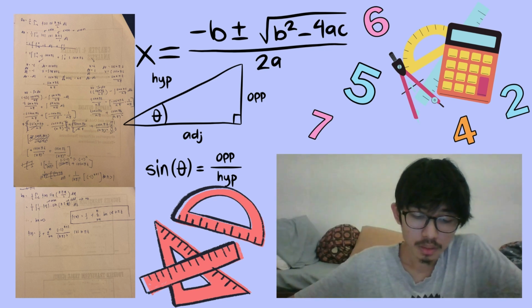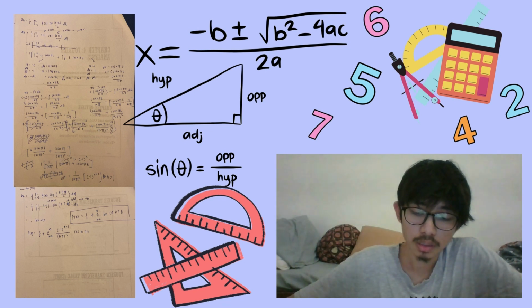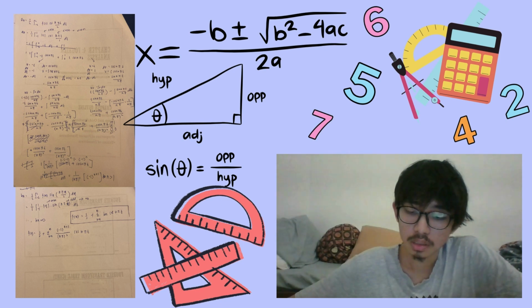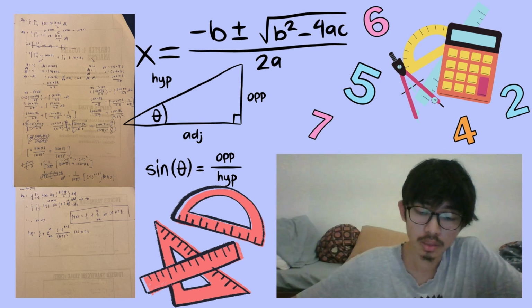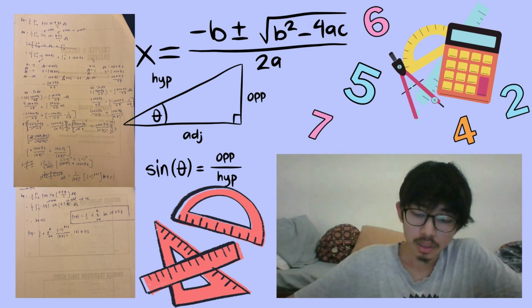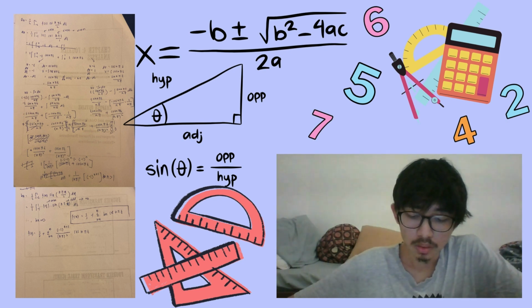Kemudian cari nilai bn. Bn sama dengan 1 per L integral negatif L fx sin n pi x per L dx. Kemudian masukkan 1 ke L, sama dengan 1 per 1 integral negatif 1 modulus t sin n pi t dt. Jawapan akhir bagi bn ialah kosong.